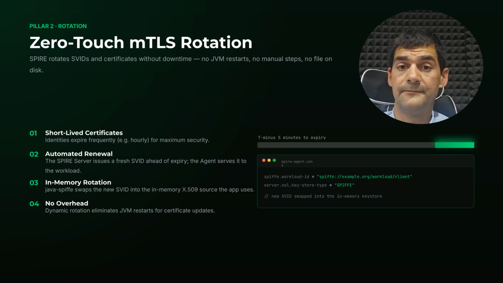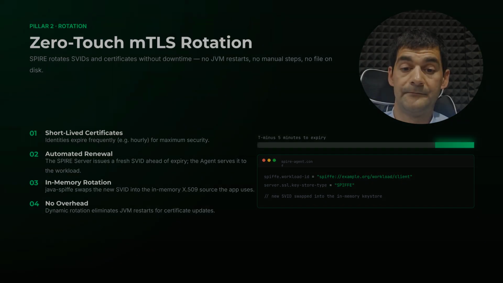Then the important bit. Your workload subscribes to the agent's workload API over a Unix domain socket. In Java, through a library like Java SPIFFE. When a new identity shows up, the library swaps it into the in-memory key store your app is already using. No file on disk, no restart. So the agent serves the identity, and your app's SPIFFE library is what swaps it in. The result is continuous, secure mTLS without the usual certificate management pain.